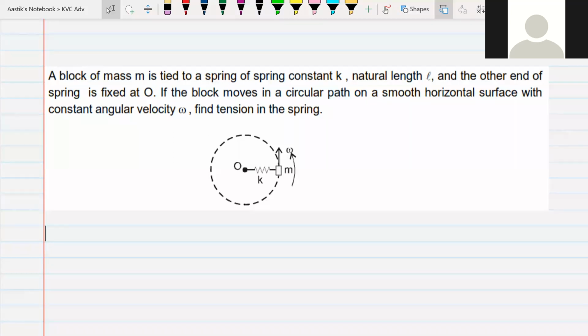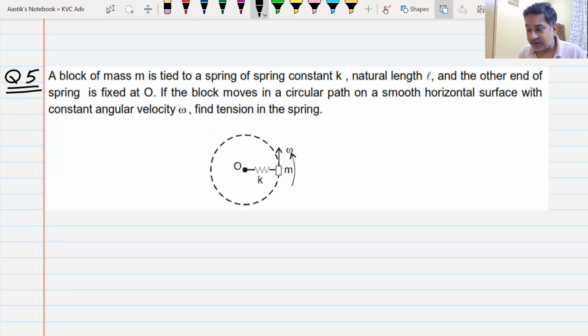You have not thought about the question. Tension in the string comes when the string becomes tight, but when does the tension in the spring come? When the spring extends or the spring contracts. In this case, will the spring contract or will the spring extend?